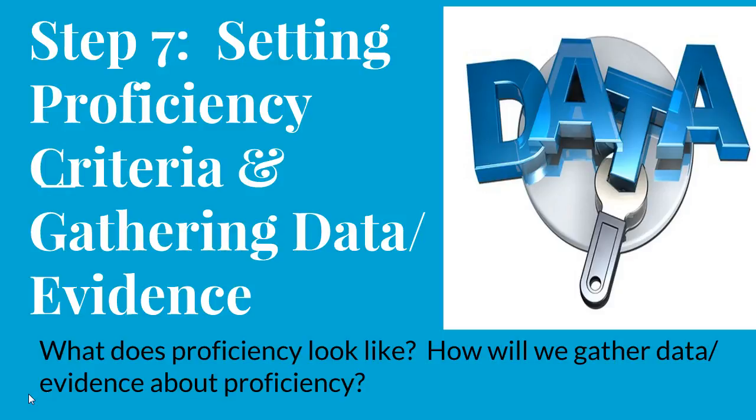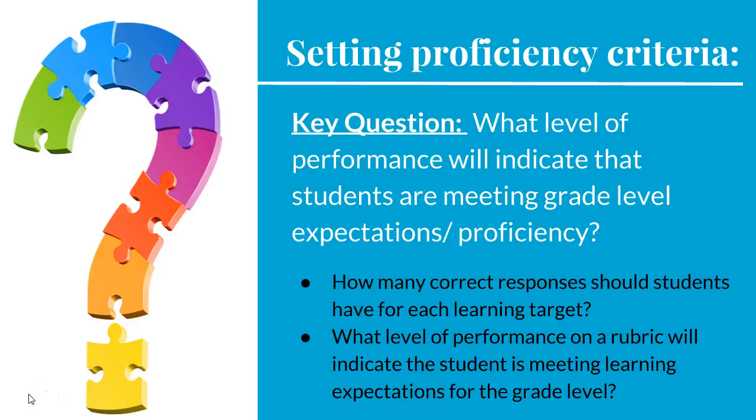We have also worked to align this to PARA, or Student Learning Outcomes, SLOs. This will assure that we are meeting both criteria when administering and using data from our formative assessments. In Step 7, you will discuss what proficiency will look like on your PLC-created formative assessments. A key question is what level of performance will indicate that students are meeting grade level expectations, or proficiency.